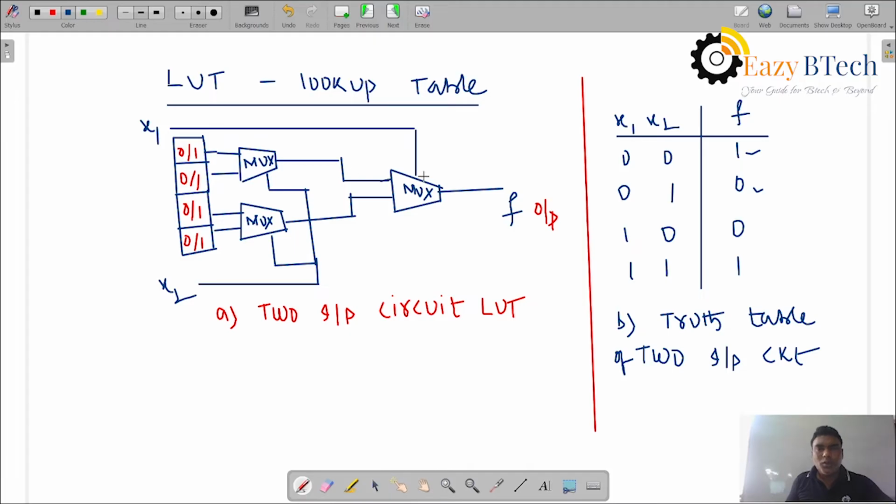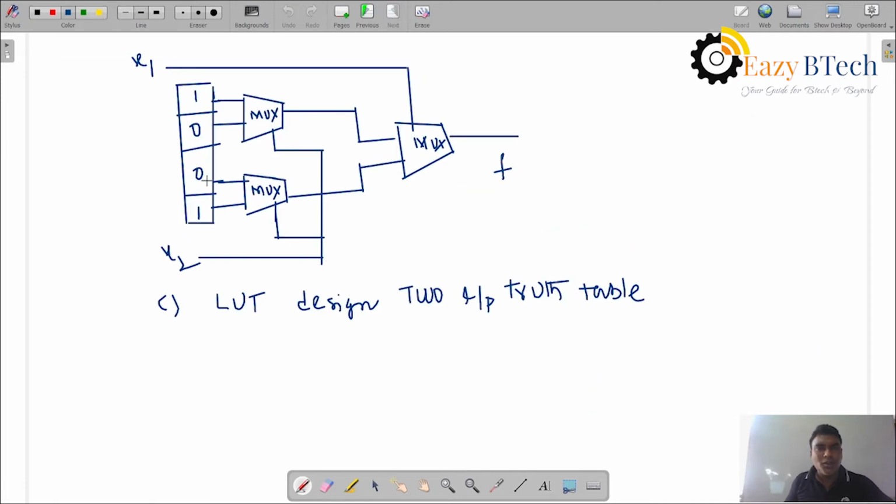So for the selection, X1 equal to 0 and X2 equal to 0, it will take 0 or 1. It is called a lookup table because it stores 0 or 1. According to the truth table, it takes the final output. So it is designed by 1 0 0 and 1 stored as the functional output.